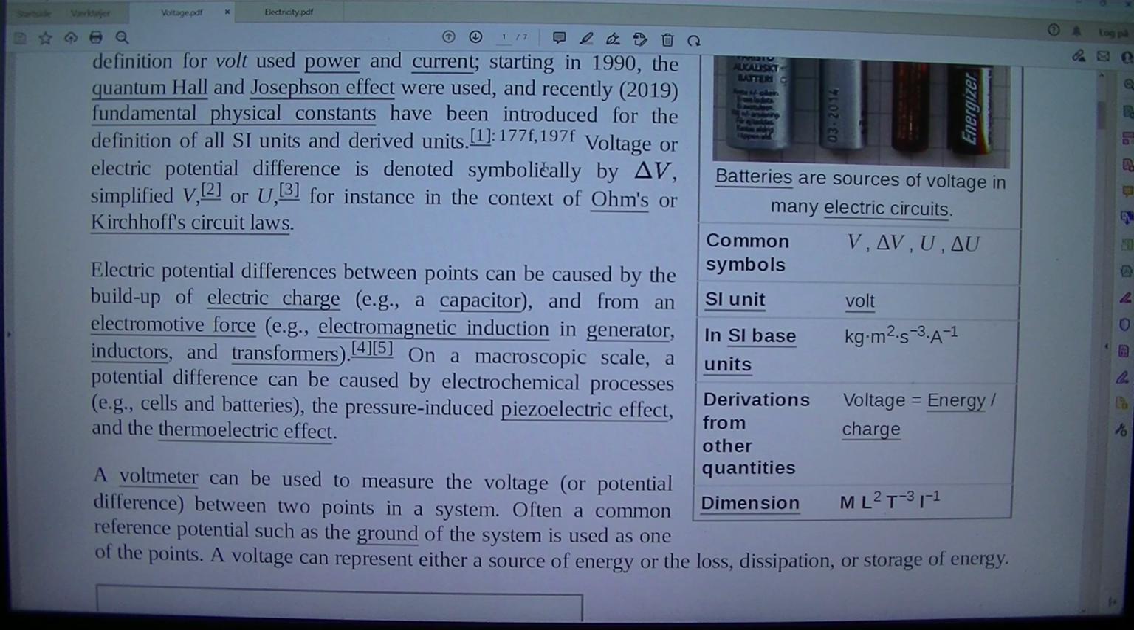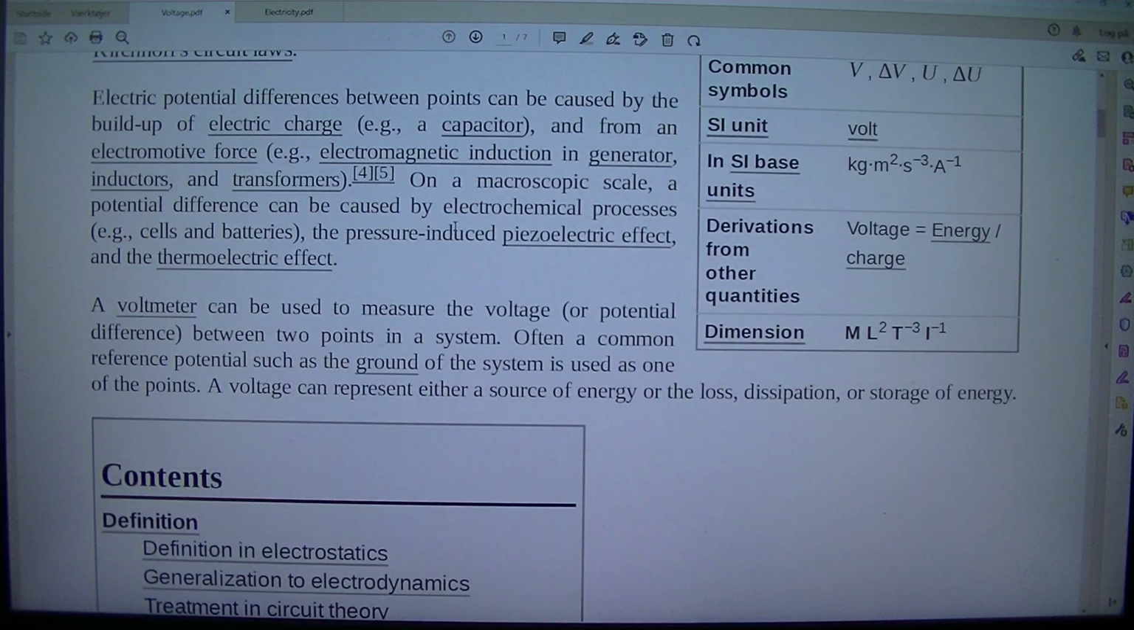177F, 197F voltage or electric potential difference is denoted symbolically by simplified V2 or U3. For instance, in the context of Ohm's or Kirchhoff's circuit laws. Electric potential differences between points can be caused by the buildup of electric charge, for example, a capacitor, and from an electromotive force, for example, electromagnetic induction in generator inductors, and transformers.